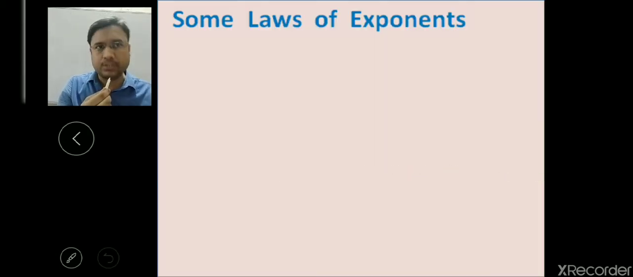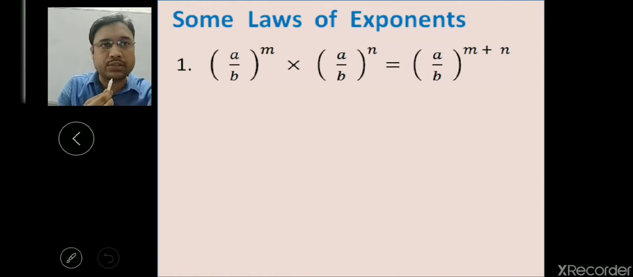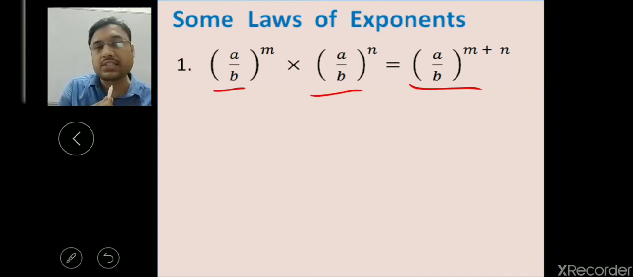Next, now we have to understand some laws of exponents. Such as this, you see (a/b) to the power m into (a/b) to the power n is equal to (a/b) raised to the power m plus n. That means if the base is the same here, then you have to add the exponents. Here in both the numbers we are multiplying, (a/b) and (a/b), the base is a/b and the powers are m and n.